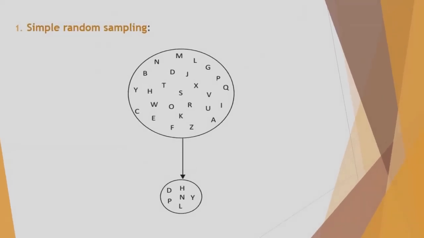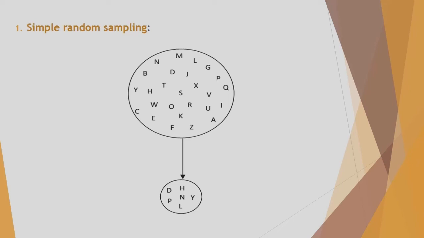Simple random sampling refers to any sampling method that has the following characteristics. The population consists of a number of objects, capital N. The sample consists of another number of objects, small n. If all possible samples of small n objects are equally likely to occur or to be selected, the sampling method is called simple random sampling. It means that every member of the sample has equal chances of being selected.